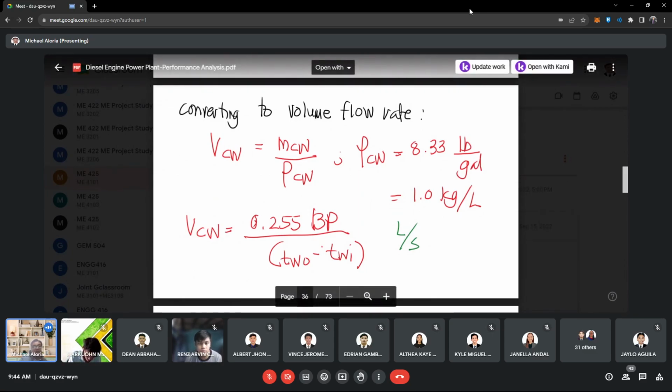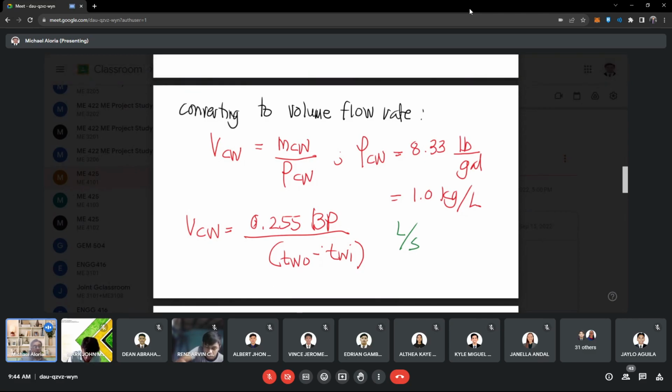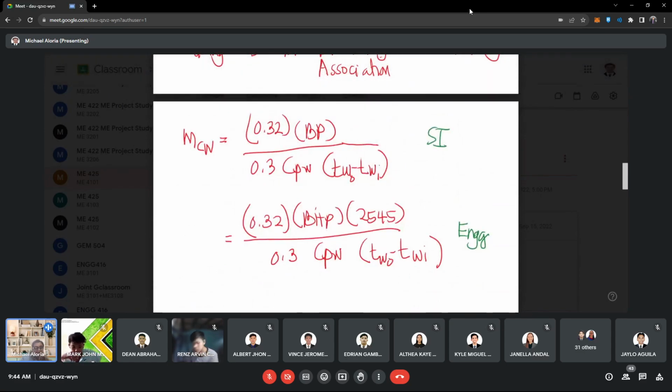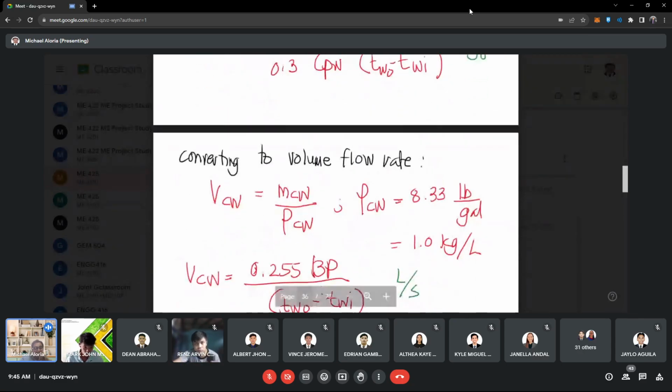Yung density ng cooling water natin is 8.33 pounds per gallon. We can use it or 1 kilogram per liter. Kaya pwede nating sabihin na volume ng cooling water 0.255 brake power over delta T. Saan galing yung 0.255? Dito yon. Paki-compute ninyo: 0.32 divided by 0.3. Oh, anong value noon?